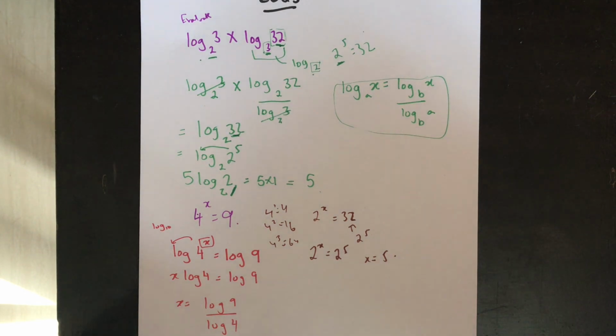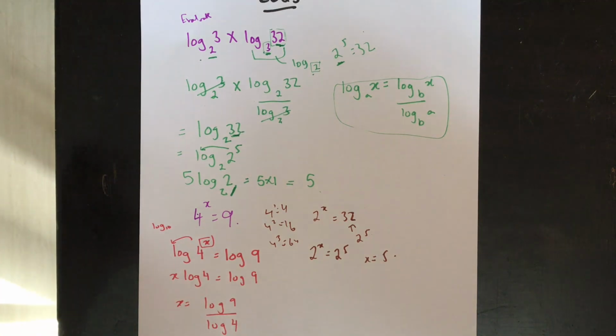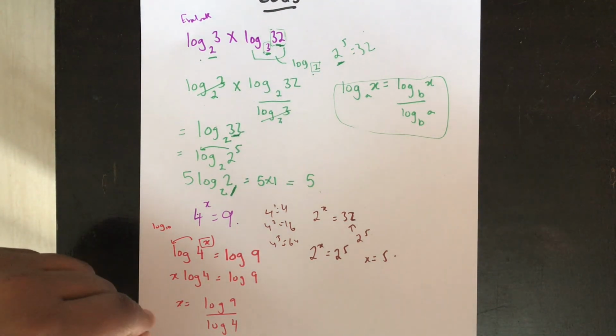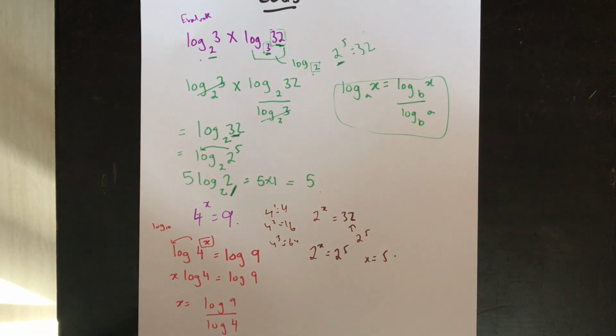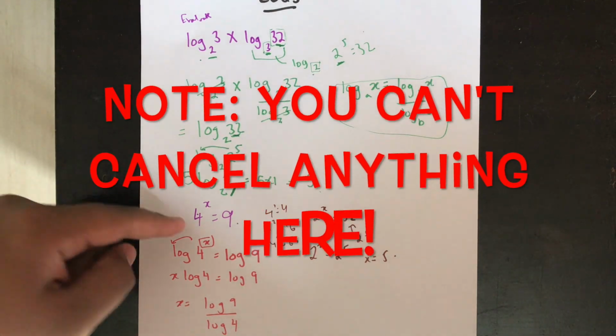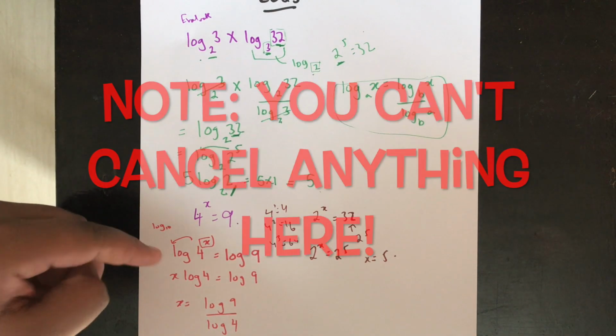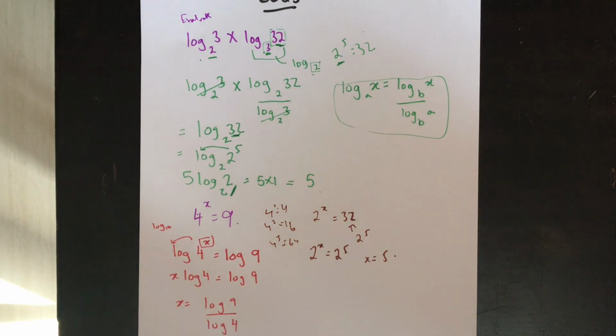Before I do that, I took logs on both sides so that I was able to get a value of x. I wanted to make x the subject. Because I was not able to actually make x the subject by having 4 power x is equal to 9, I had to take logs on both sides. Therefore you take logs on both sides and then you divide so that you're able to get a value for x.